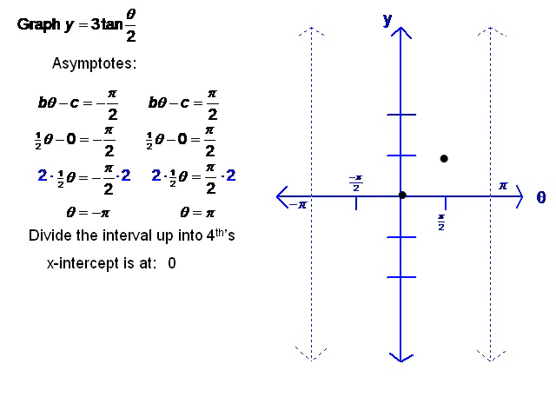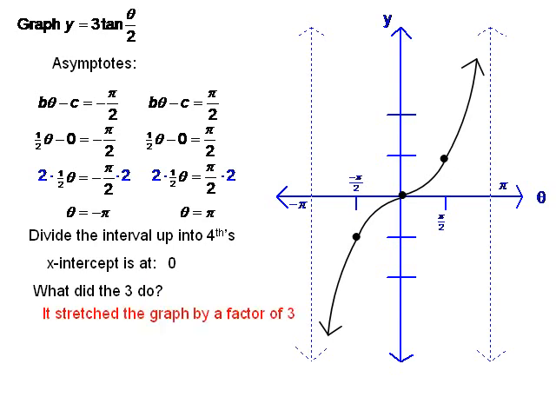Now, we know our next important point is at pi over 2 and it's normally 1. But remember, we have a vertical stretch by 3. So these 3's stretched the y-axis by a factor of 3. So that first mark is no longer a 1, it's a 3. So our important points are negative pi over 2, negative 3, 0, 0, pi over 2, 3.